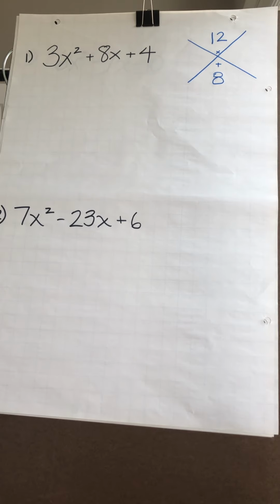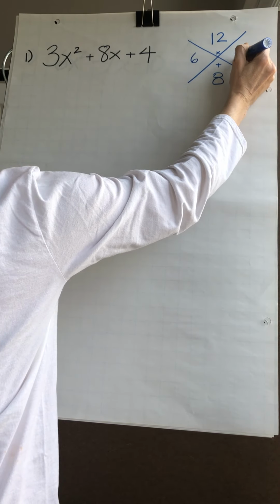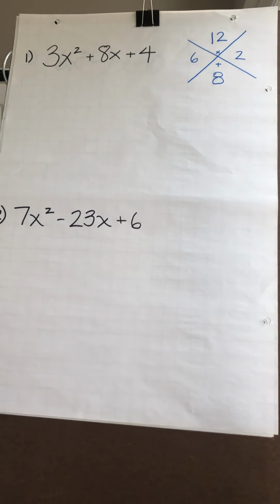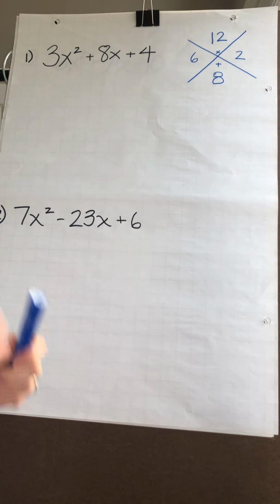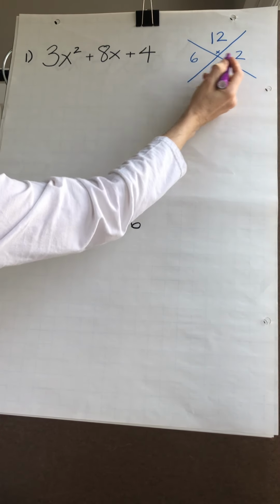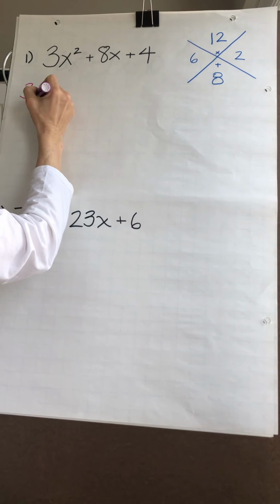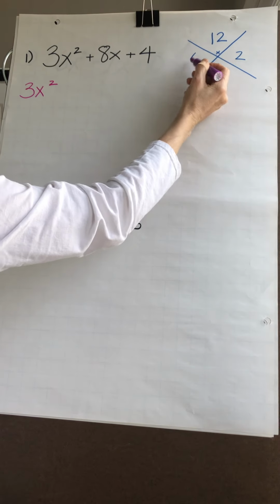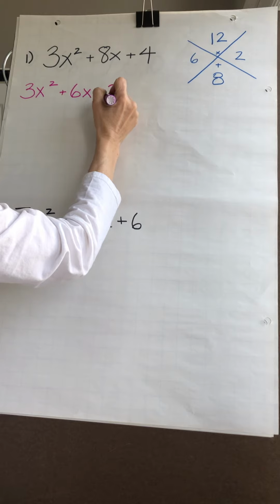And hopefully, this won't be too hard. If you need to pause and think about it for a second, go ahead. It is 6 and 2. So, from here, we have 2 ways we can go at it. The first way is called decomposition. You're going to use these numbers and rewrite it, and instead of writing 8x, I'm going to break it into 2, 6x and 2x.